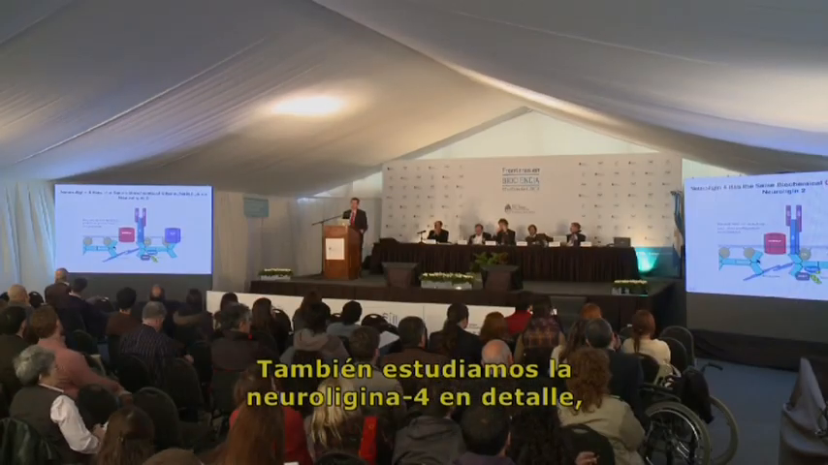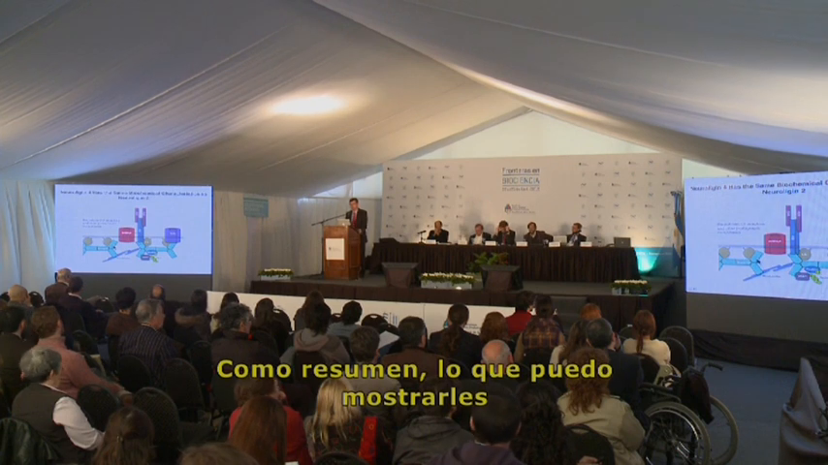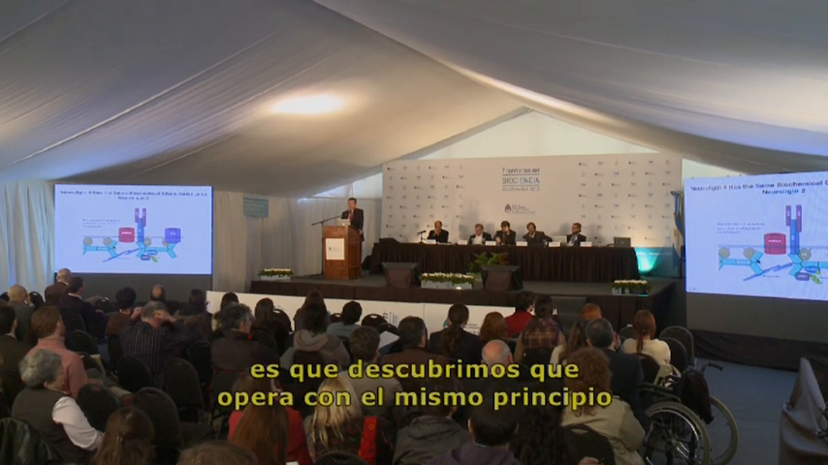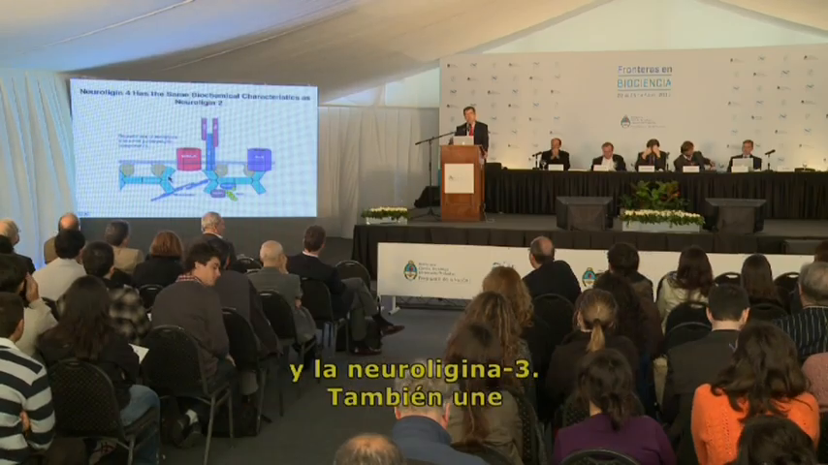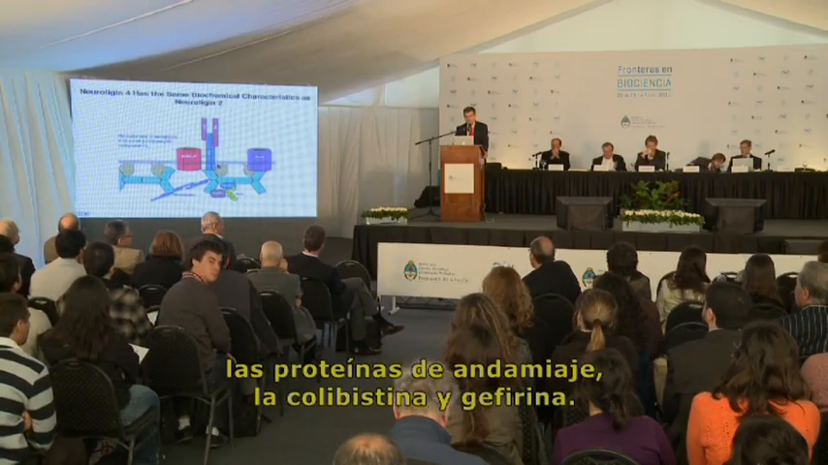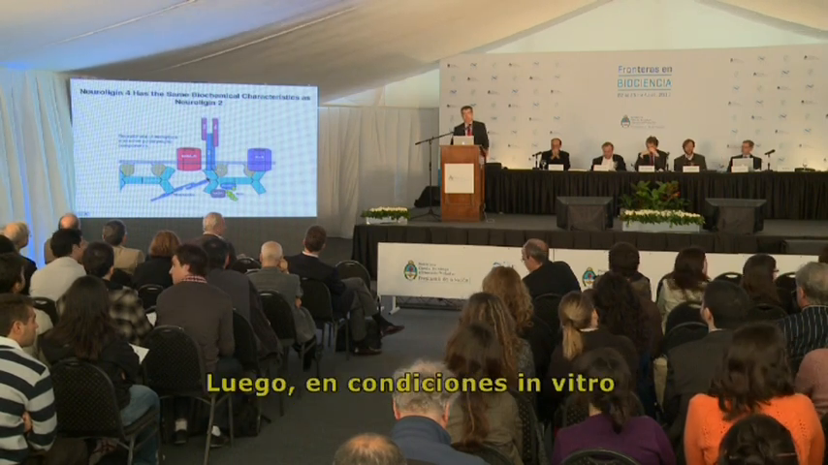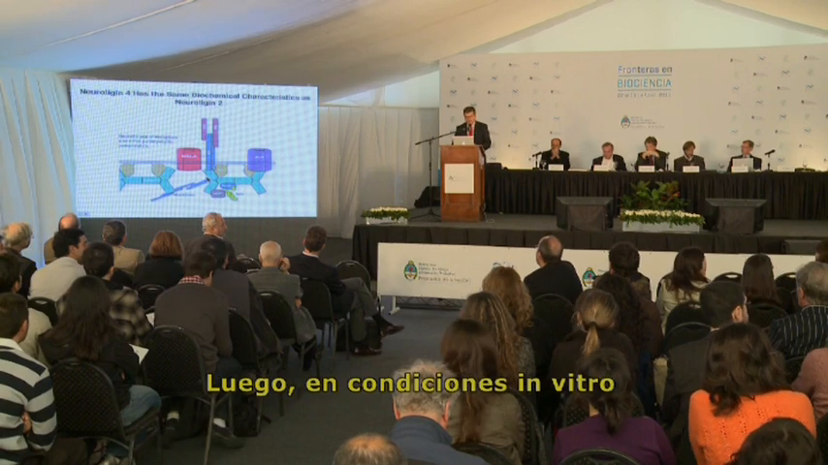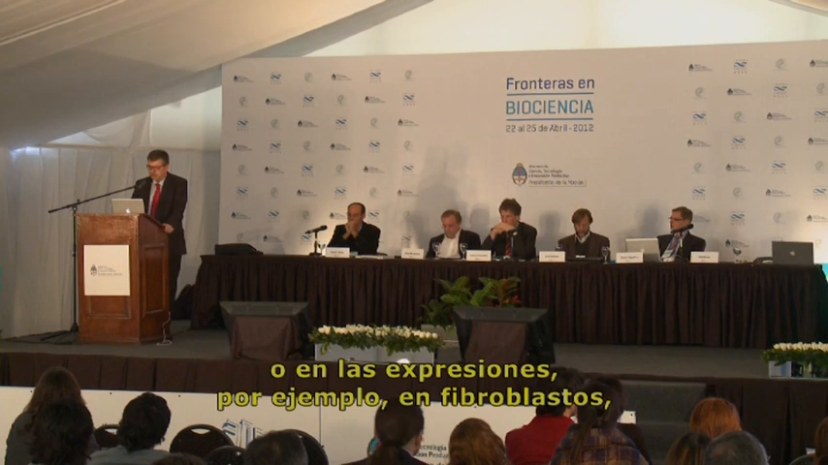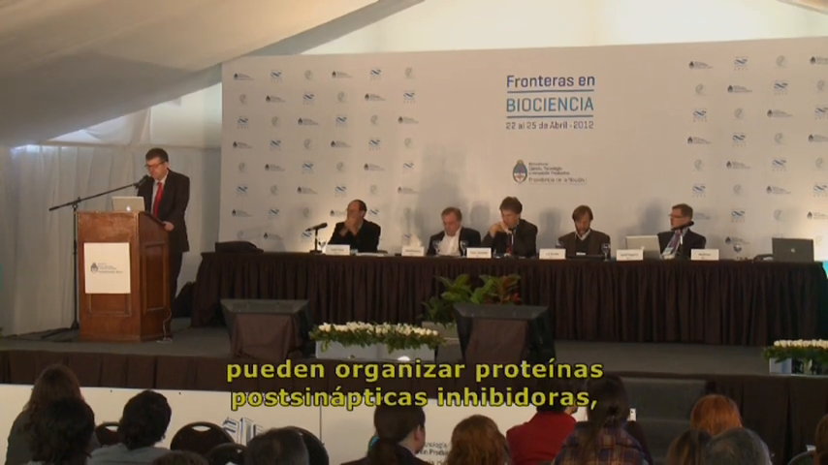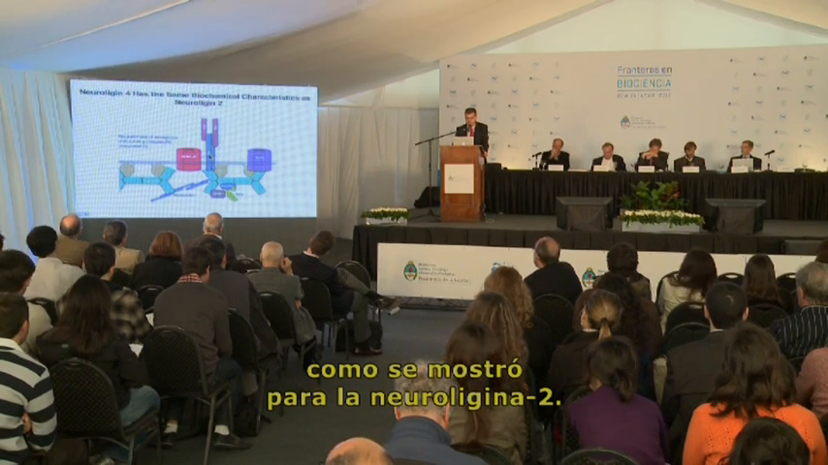Neuroligin-4 in quite some detail as well, biochemically and cell biologically. What I can show you in form of a summary is that we found that it operates by the very same principles as neuroligin-2 and distinct from neuroligin-1 and neuroligin-3, and that it also binds the scaffold proteins collybistin and gephyrin, and that under in vitro conditions or upon exogenous expression, for example in fibroblasts, it can organize inhibitory postsynaptic protein scaffolds, as was seen for neuroligin-2.